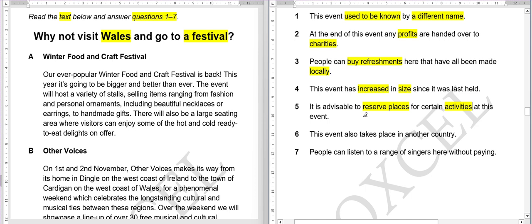Sixth, this event also takes part in another country. So there will be two countries mentioned. One we obviously know, Wales, and there may be mention of some other country as well. Clear? Seventh, people can listen to a range of singers without paying. So here you can listen to different kinds of singers without paying. So maybe it's a free event, entry is free, something like that will be mentioned.